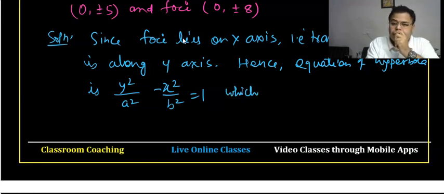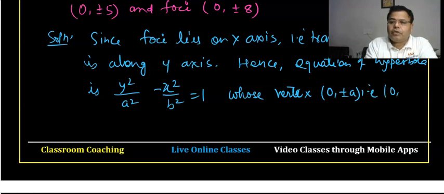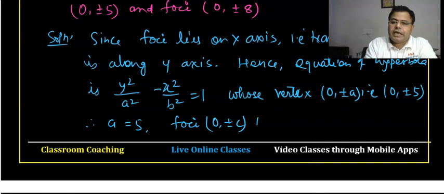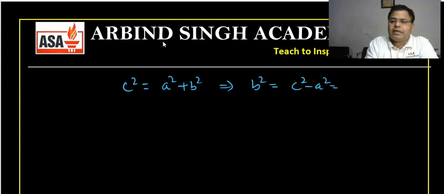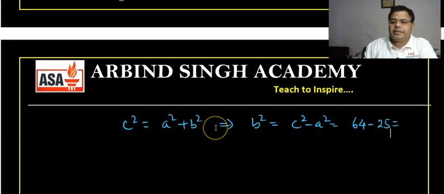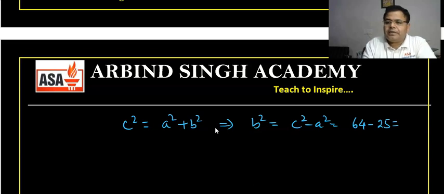whose vertices are 0 comma plus minus a, that is given here, 0 comma plus minus 5, and therefore a is equal to 5. The foci are 0 comma plus minus c, given here as 0 comma plus minus 8, and therefore c is equal to 8. Now c is 8, a is 5, and therefore b can be calculated. C square is equal to a square plus b square, and b square is equal to c square minus a square. That is 8 square is 64 minus 5 square is 25, so 64 minus 25 is 39.